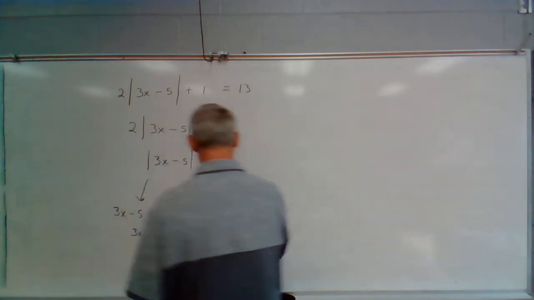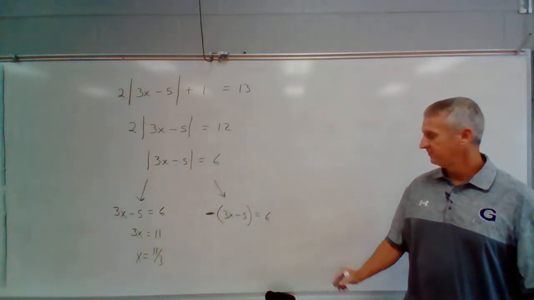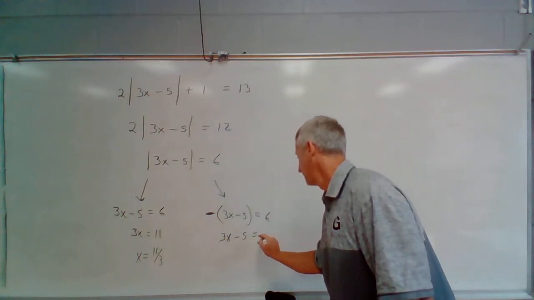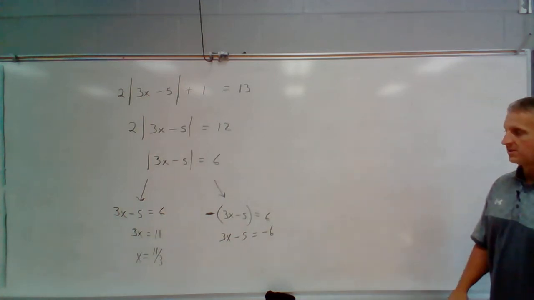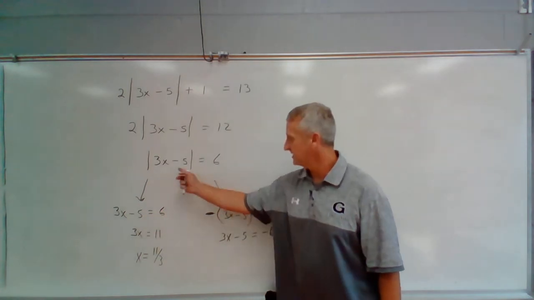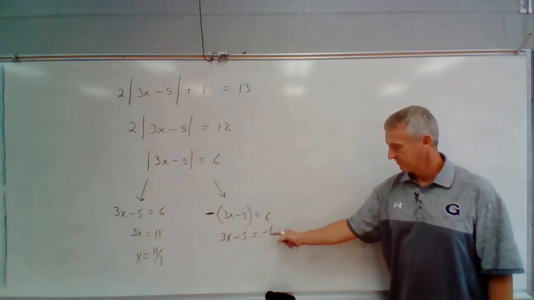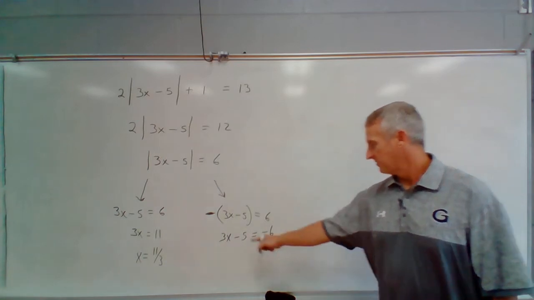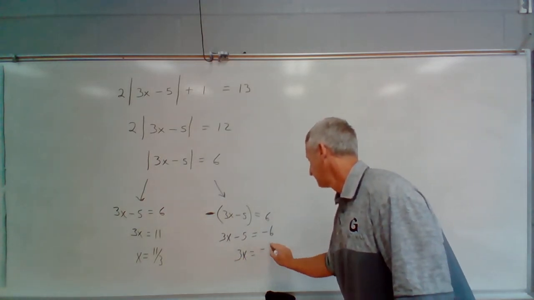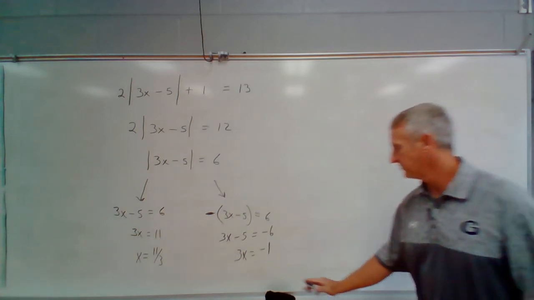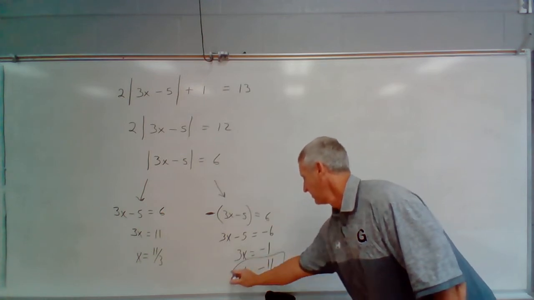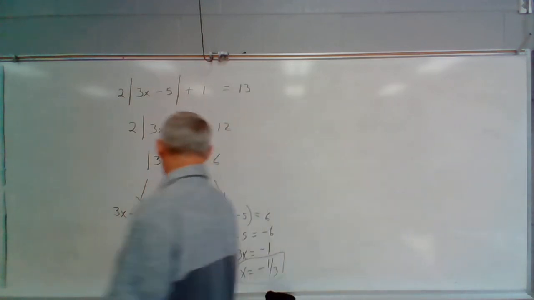Come over here. I'm going to multiply both sides by -1. So I will have 3x minus 5 equals -6. Oftentimes I'll skip this step here. I'll just say that 3x minus 5 is equal to 6, or 3x minus 5 equals -6. I'm going to add 5 to both sides. I get 3x equals -1. Divide both sides by 3. x equals -1/3. So there's one solution. Here's the other solution.